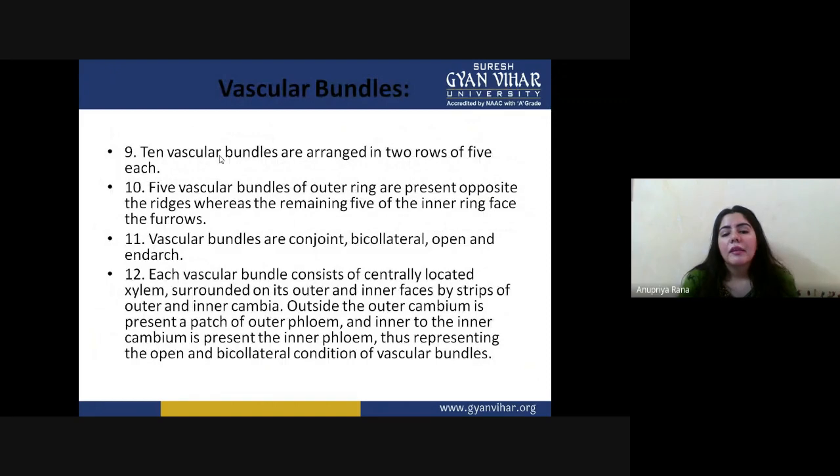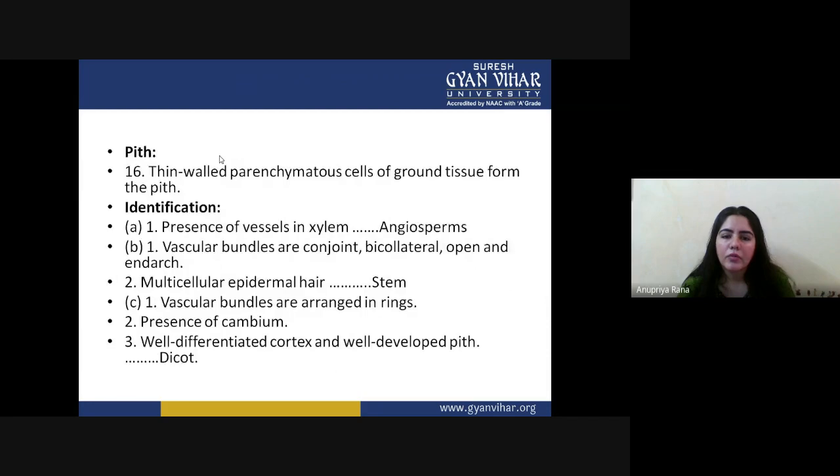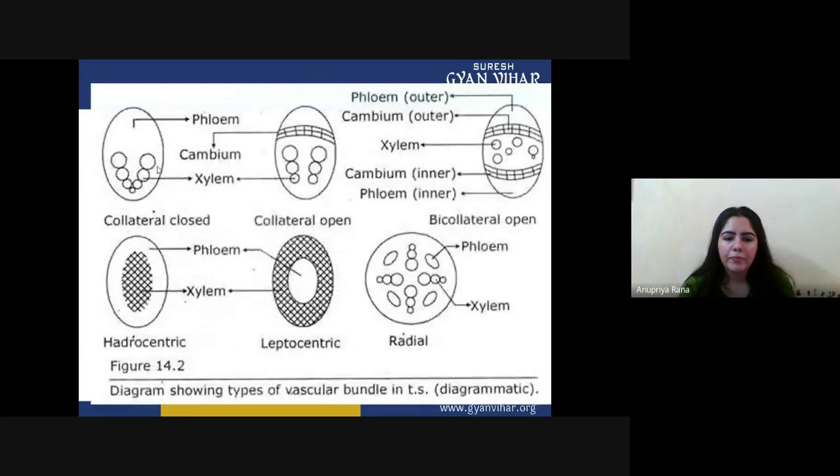Now, if we see what kind of vascular bundles are present, they are conjoint, bicollateral, open, and endarch. So these are the major characteristics of the vascular bundle of the dicot stem. Conjoint means they are joined with each other. Bicollateral, I already told you, and I will show you the diagram of how the vascular bundle looks. You can see here.